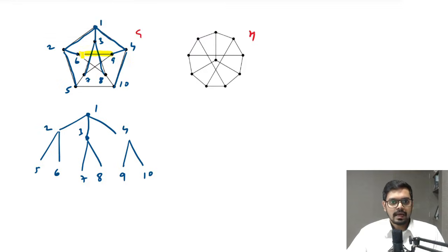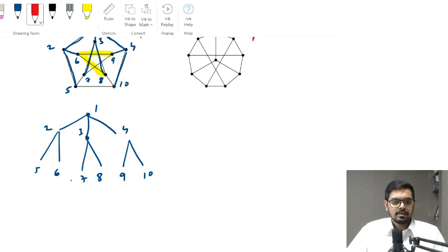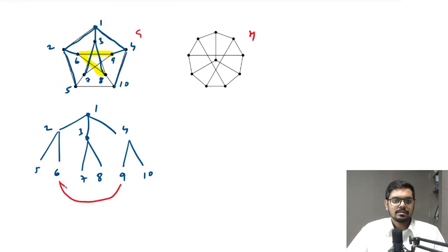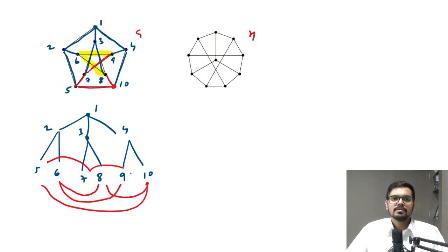6 is connected to 9 and 8. Then 7 is connected to 9 and 5. Then this 10 is connected to 8 and 5. I hope this graph is pretty much clear. If this graph is clear, can you see this kind of graph here in H? If yes, then they are isomorphic, otherwise they are not.